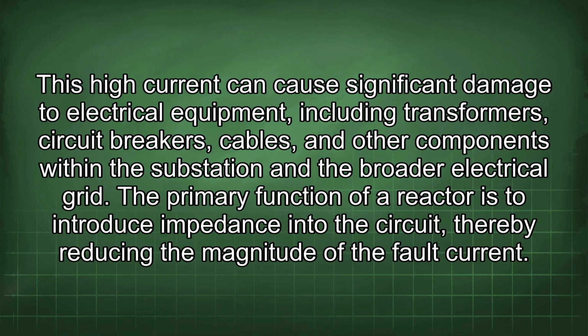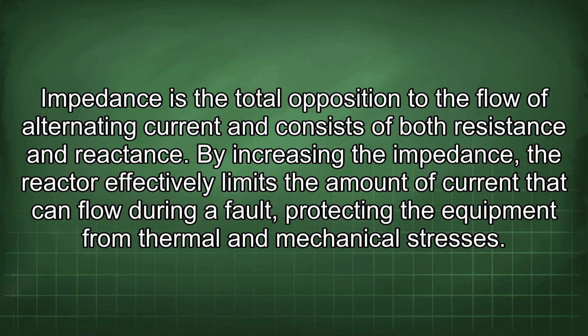The primary function of a reactor is to introduce impedance into the circuit, thereby reducing the magnitude of the fault current. Impedance is the total opposition to the flow of alternating current and consists of both resistance and reactance. By increasing the impedance, the reactor effectively limits the amount of current that can flow during a fault, protecting the equipment from thermal and mechanical stresses.